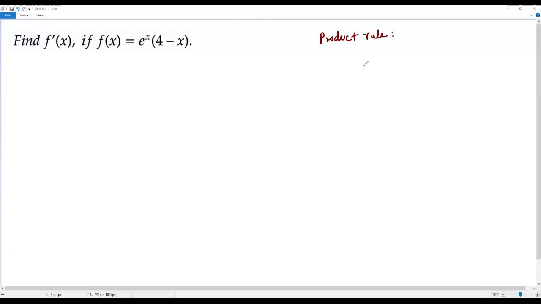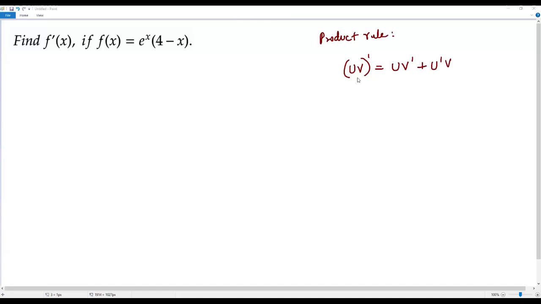Product rule: let me consider the product of two terms, u and v. We just assume both u and v are variables. I want to find the derivative of this product, u times v. To get it, first I keep the first term u as it is and take the derivative of the second term v, which becomes v prime, positive. Then I take the derivative of the first term, which becomes u prime, and keep the second term as it is. So this is the product rule.